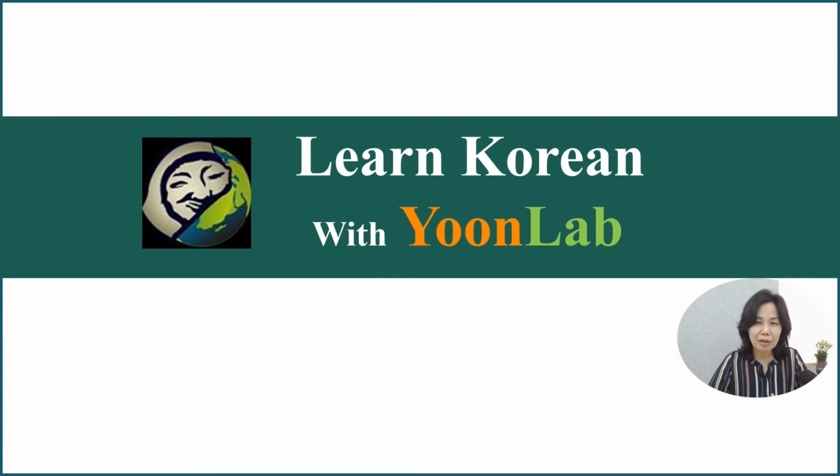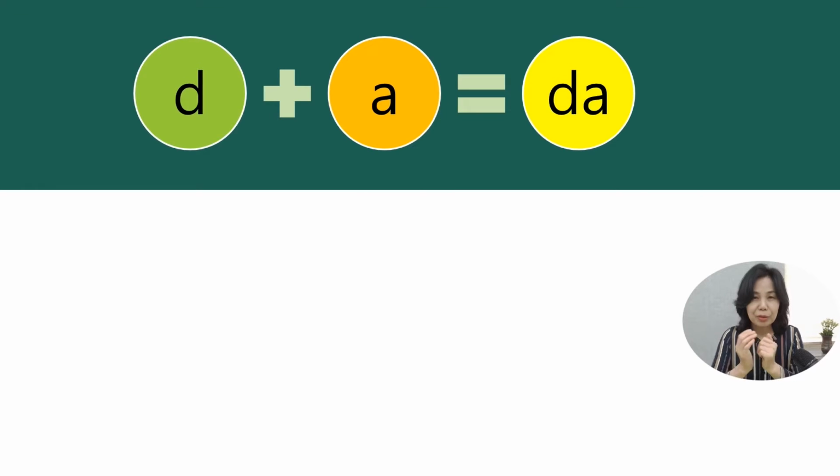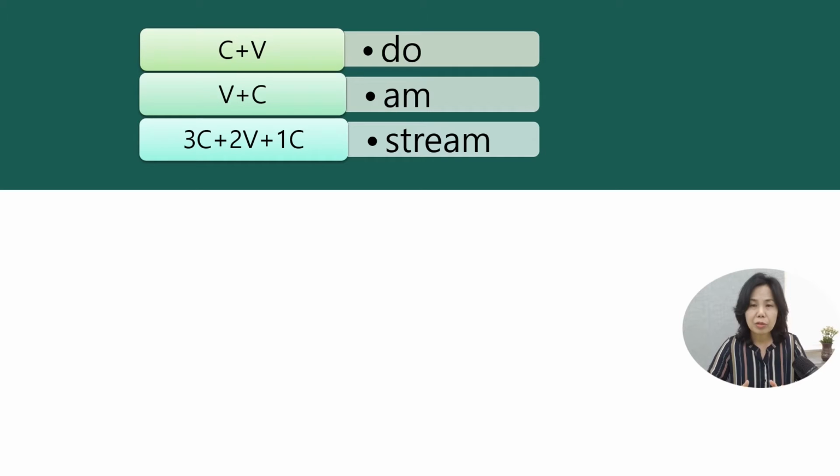Today we are going to talk about how to make a syllable. As you know, Korean and English are alphabetical characters. It means we can make a syllable by combining consonants and vowels. But the two languages are using different strategies.